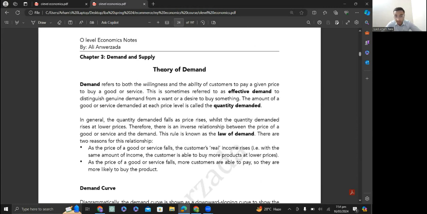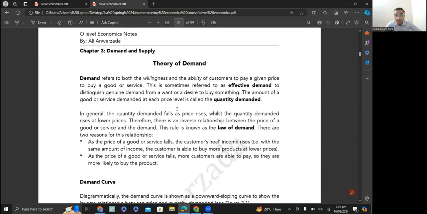If they are unable to pay because they are unwilling or unable to, then the demand will be called ineffective. It will not be effective. Also, the amount of a good or service demanded at each price level is called the quantity demanded, which means at any given price, the amount that a customer is willing and able to pay is called the quantity demanded.